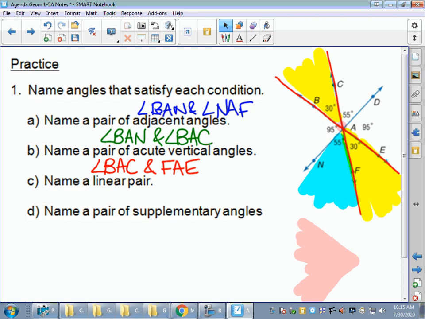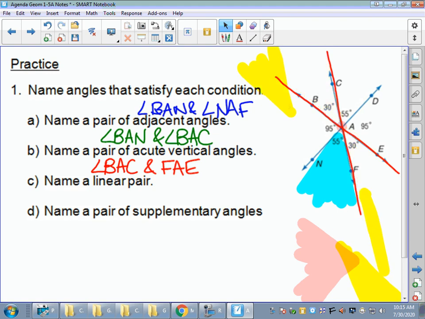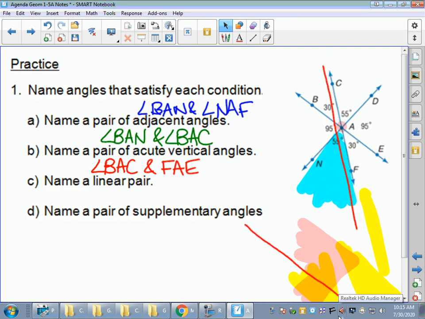Name a linear pair. This question is a little bit trickier. I'm going to try to take some stuff off here. We'll keep that one as our starting one again. We get rid of this other stuff. Pretend you never saw that.